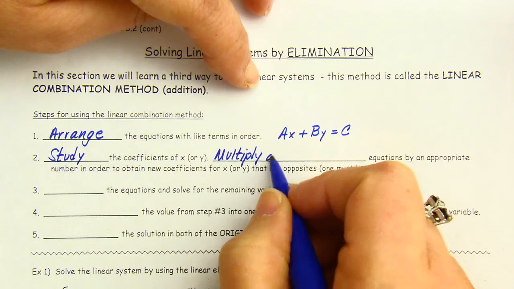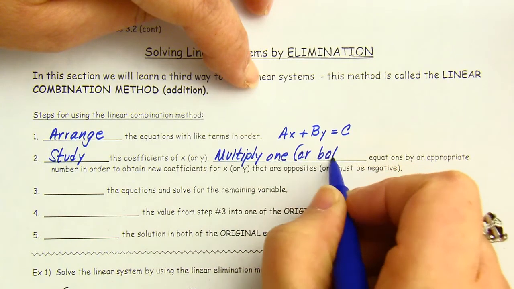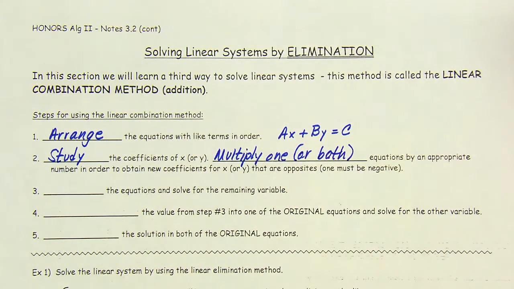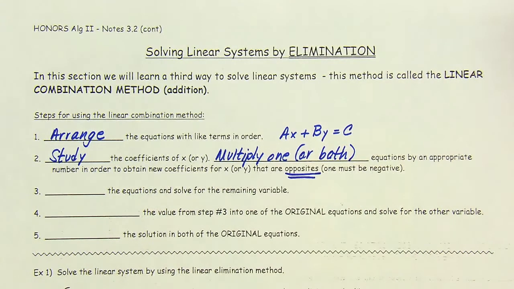one or both equations by an appropriate number in order to obtain new coefficients for x or y that are opposites of one another. One has to be negative. Because when we add them, their sum is going to equal 0, and we eliminate that variable. Hence the elimination method.